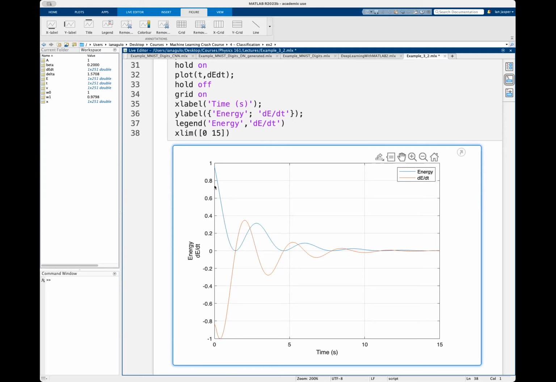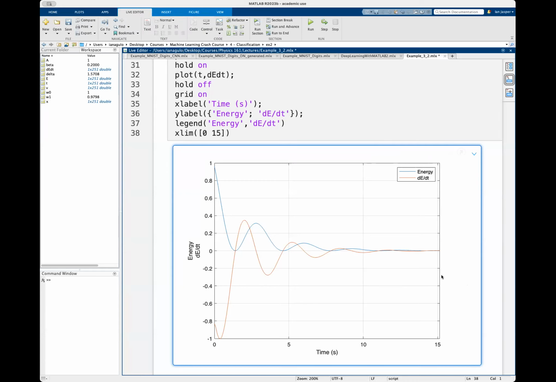Now, dE/dt shows the loss of energy. Here we can see the maximum loss, somewhere here. And here we can also see the maximum gain in energy. Here is again the maximum loss of energy. For each oscillation or each period, energy is lost, and the energy that is lost is dissipated into some other form of energy, typically heat.